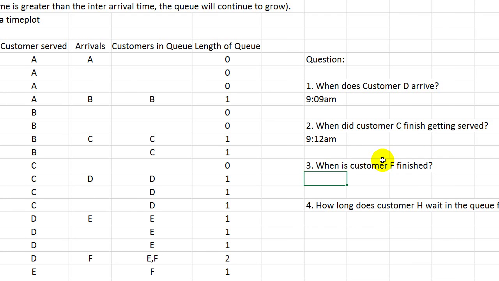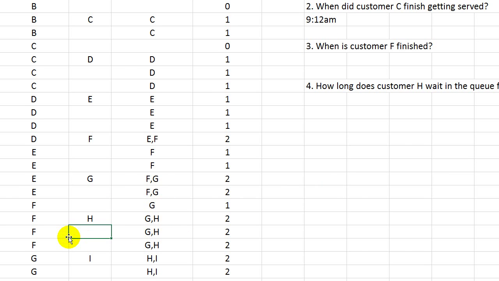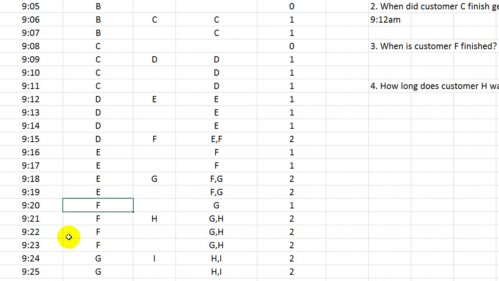Customer F. So let's look for customer F, which is here. Starts at 9:20, 9:21, 9:22, 9:23. By 9:24, customer F is gone. Right, so that's the answer to that one. Okay, next question.